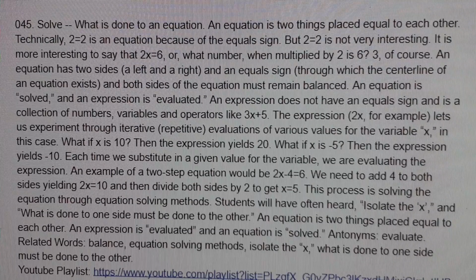Antonyms: evaluate. Related words: balance, equation-solving methods, isolate the x, what is done to one side must be done to the other.